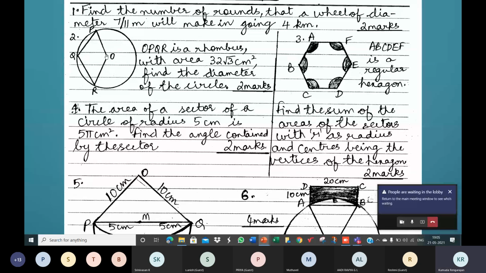Because the sides are the same, no? See here, OQ becomes a common side to both the triangles. So which means the length of OQ is equal to QR is equal to OR is equal to OP is equal to PQ. The two triangles have the same length. So 2 into root 3 by 4 a square is equal to 32 root 3. With that, you can find the radius and hence find the diameter.